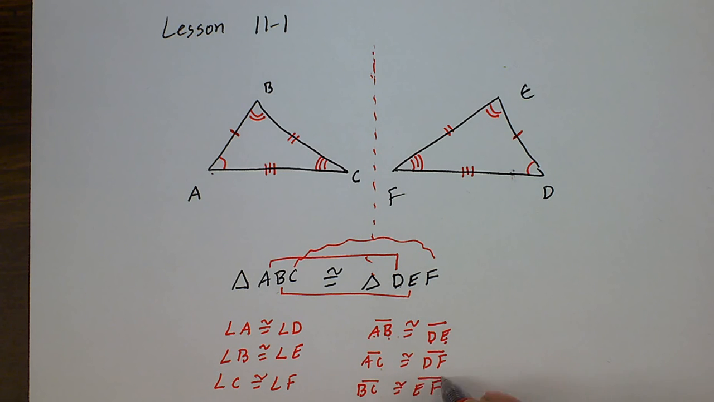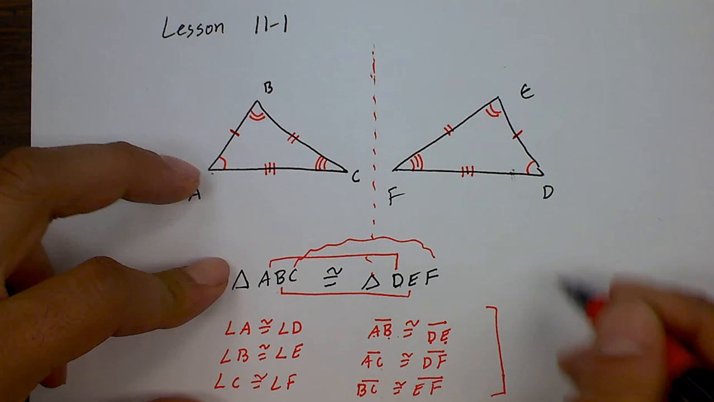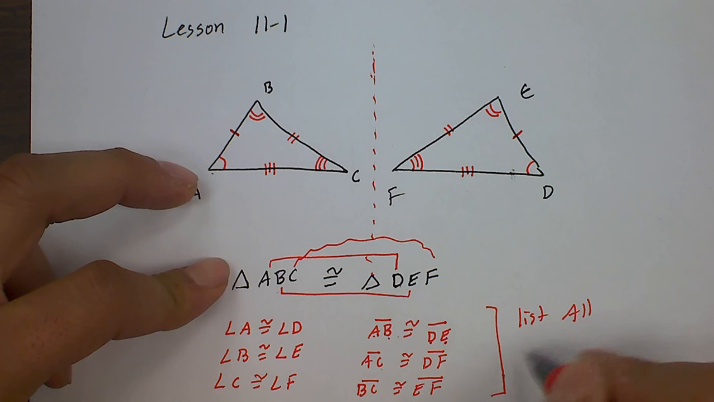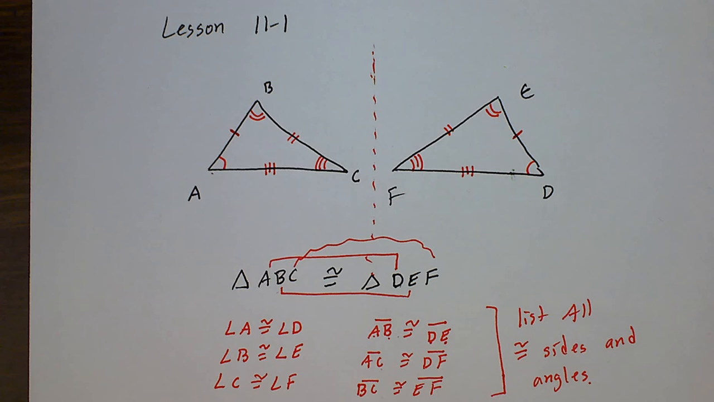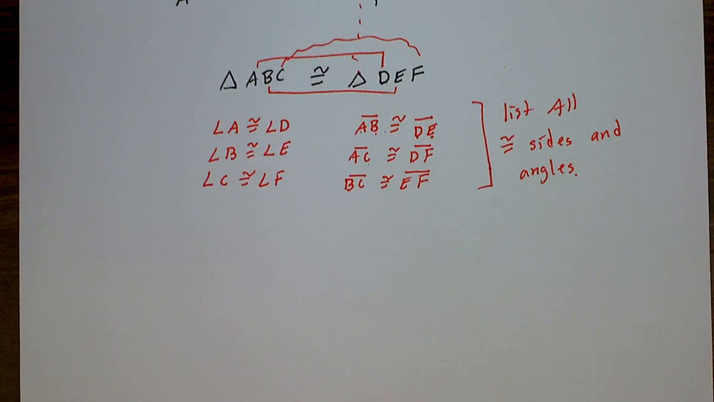So what we just did here is list all the congruent sides and angles. That's what we get after we do a transformation. Okay, now we can use that. So here's example 2.